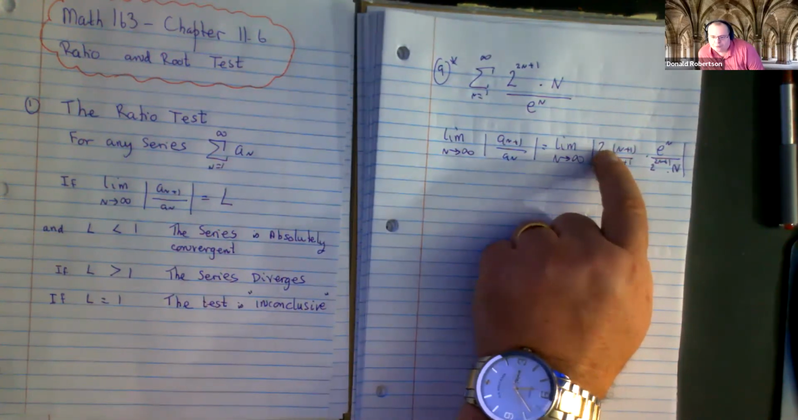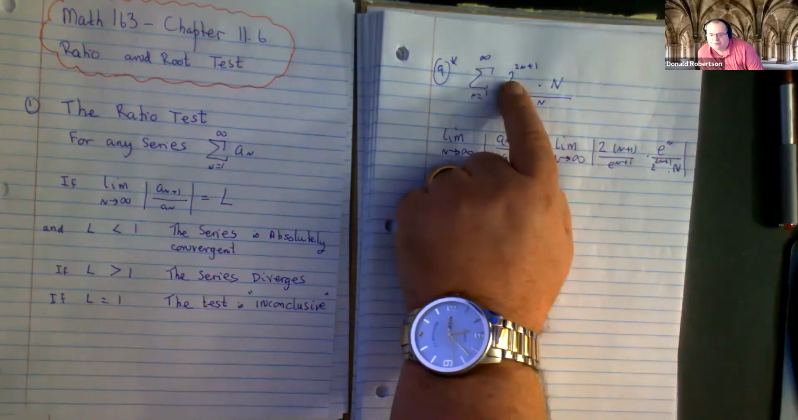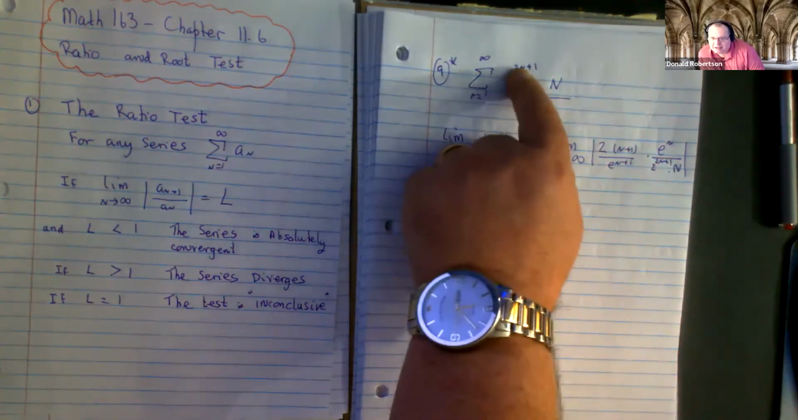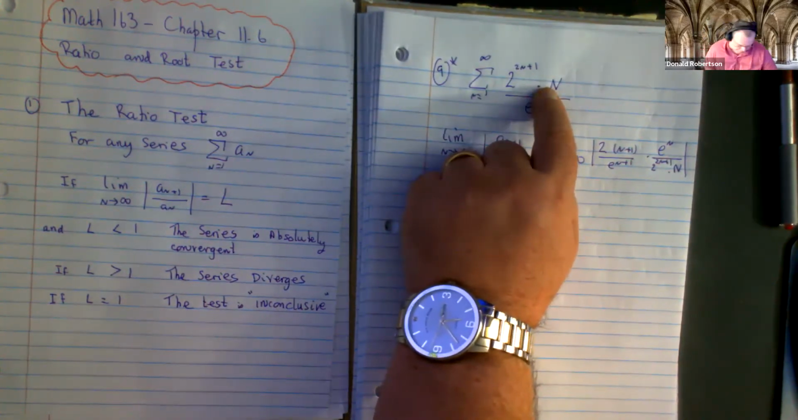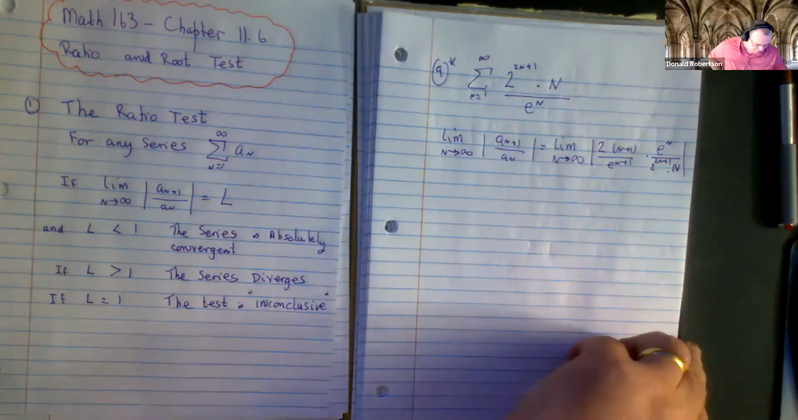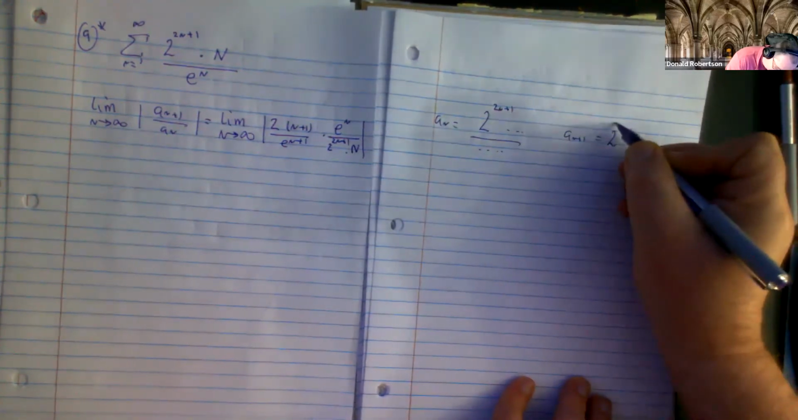This 2 is from this series, but the n is replaced by n plus 1. So this is the original, right? This is the a_n guy. The a_(n+1) guy is going to be 2 to the power of 2 lots of n plus 1, plus 1. This is 2 to the 2n plus 3.